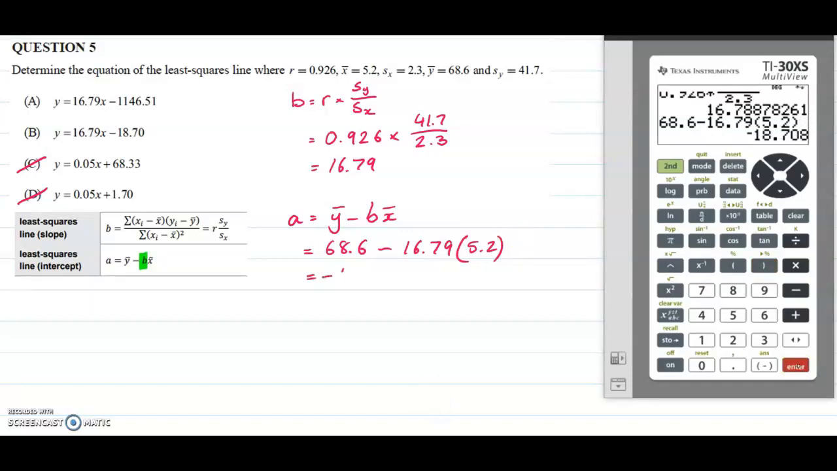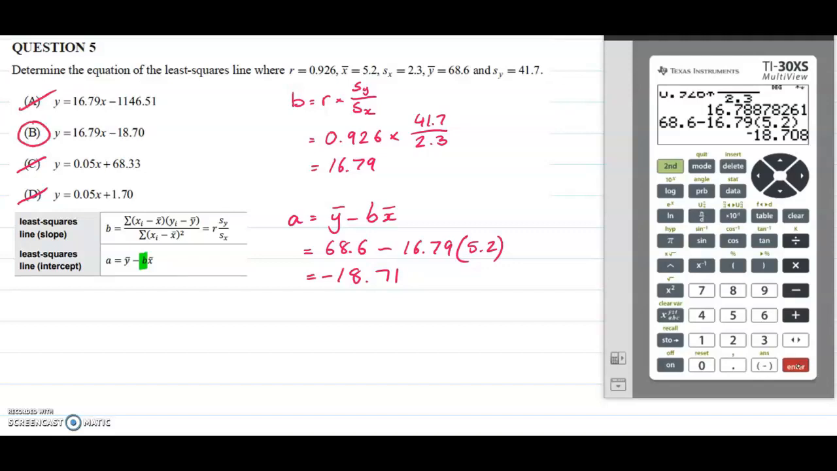is negative 18.71. So let's have a look, okay? A is negative 1,146. That's not right. So our solution has to be B.